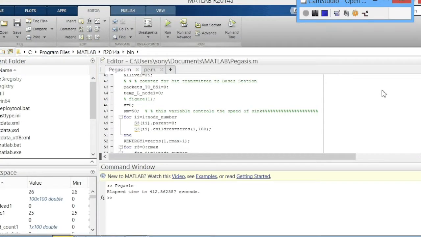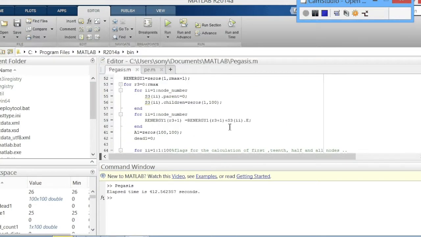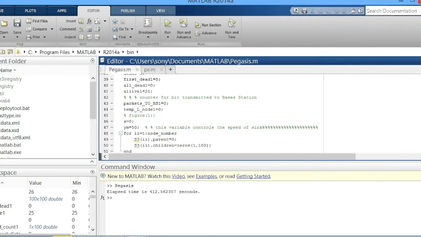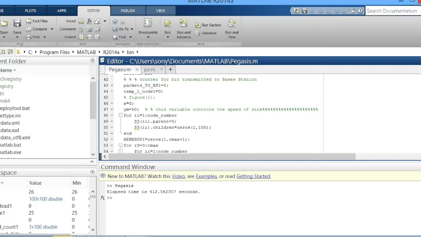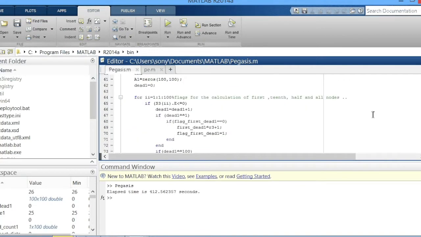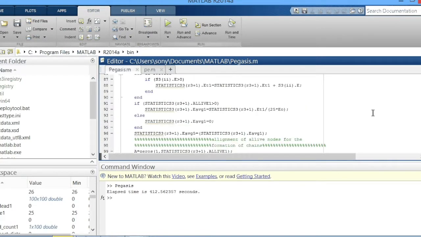Here we have declared the counter for bit transmission to the base station and also the variables which control the speed of the sync. So we have written the entire code for how the calculation of the nearest node takes place. We have given initial energy to every node. We have also coded how the energy consumption is calculated and how much energy delivery takes place, how the data packets are transferred throughout the nodes, throughout the chain process.